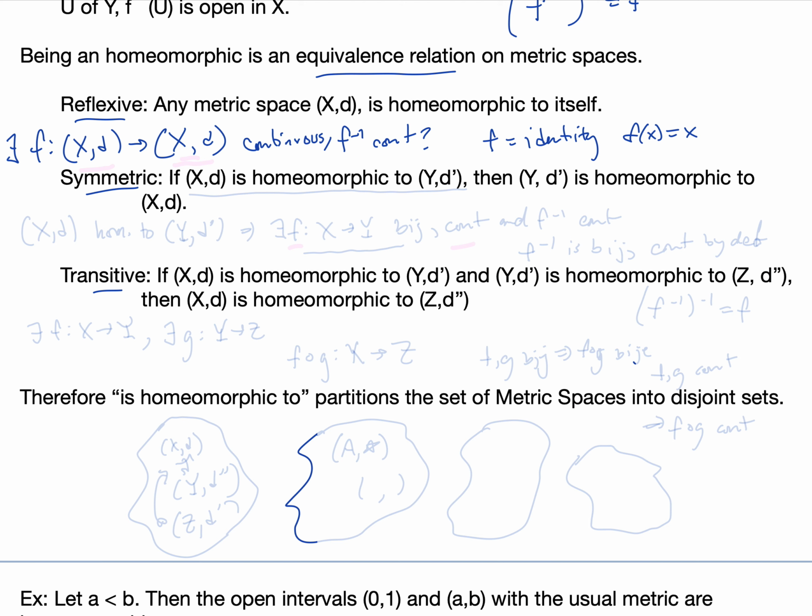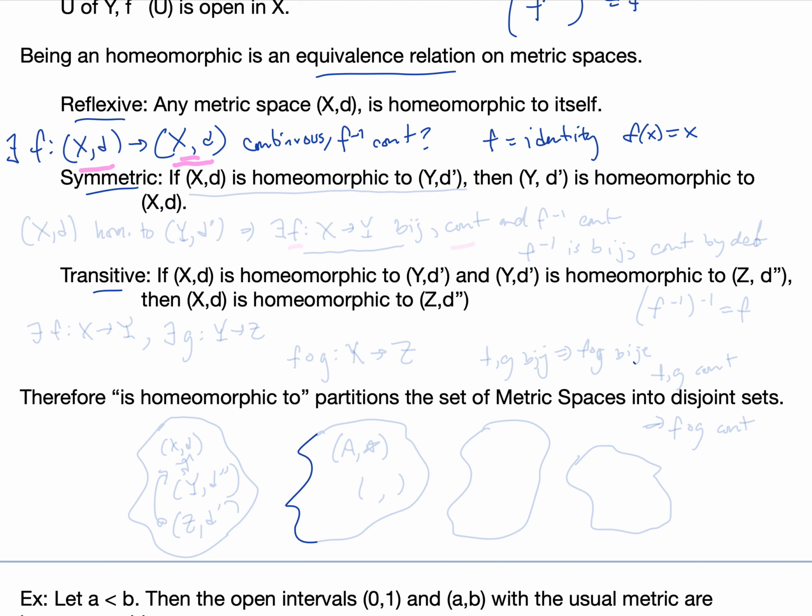Then if we've got an open set over here, then its inverse image is just itself. It's in the same metric space, so it will be open over there. If we've got an open set over here, then its inverse image will be open over there. The inverse image will just be the set itself. If it's open in (X, d), it's open in (X, d). Therefore, the identity function is continuous. And therefore, any metric space is homeomorphic to itself. So the relation homeomorphic to satisfies the reflexive property.